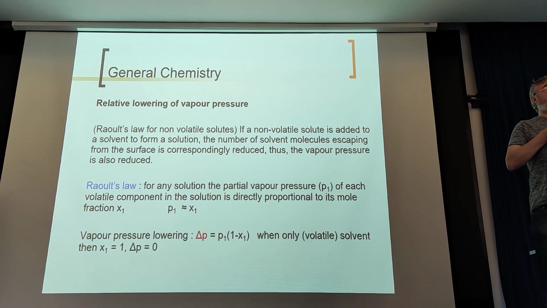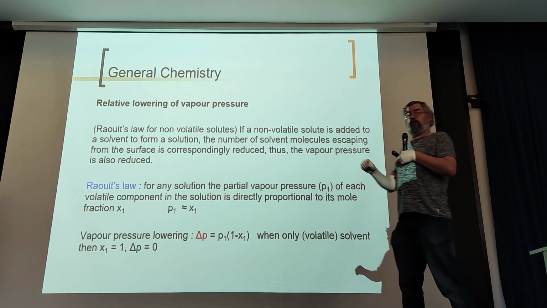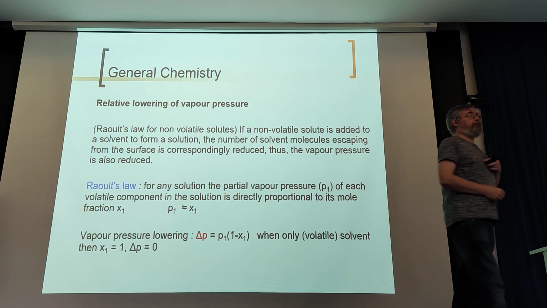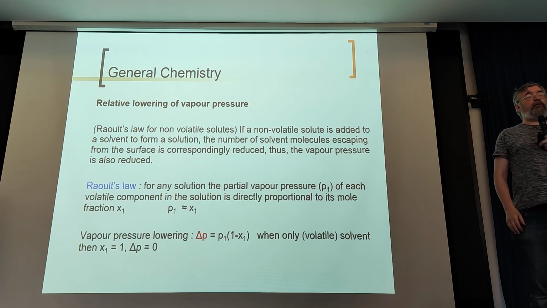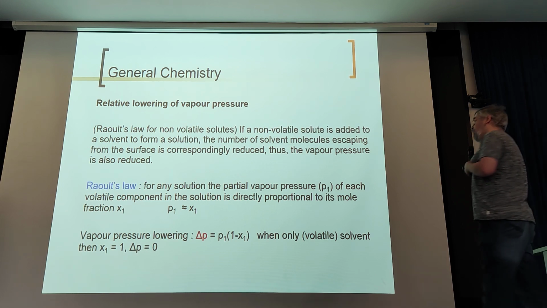And that means if you have pure solvent, no solutes, the molar fraction is 1. It's 100% of the solvent. Then the pressure is the vapor pressure, as we expect. But as soon as you start adding new compounds and they dissolve into the solvent, then this molar fraction is going to go down, and the vapor pressure is going to go down along with it.